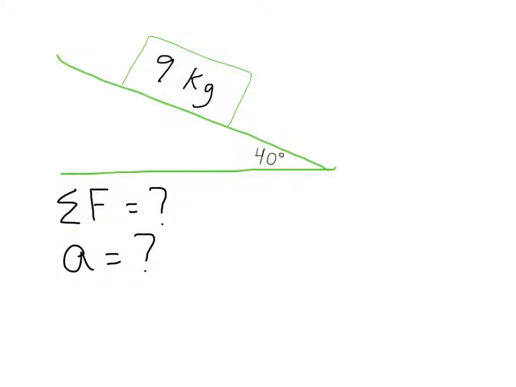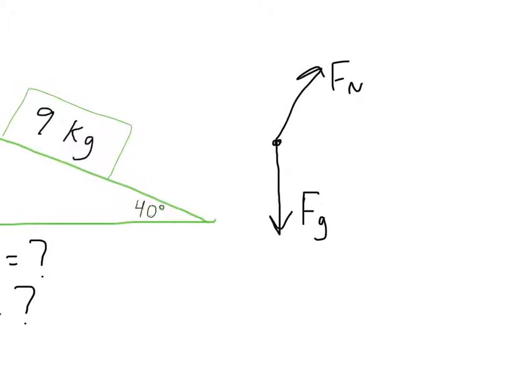Okay, let's go through and solve it. So the first thing you're going to do is you're going to draw a force diagram. So I'm going to do that off to the side here. I've got a force down, that's force of gravity. I've got a force normal, that's at an angle. The first thing I know is that the force of gravity is equal to 9 kilograms times 9.8 meters per second squared. So in my calculator I did that and I got 88.2 newtons.